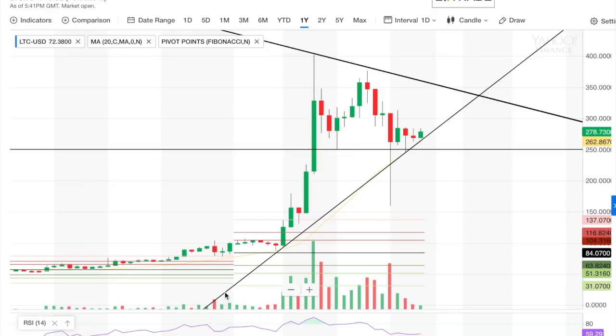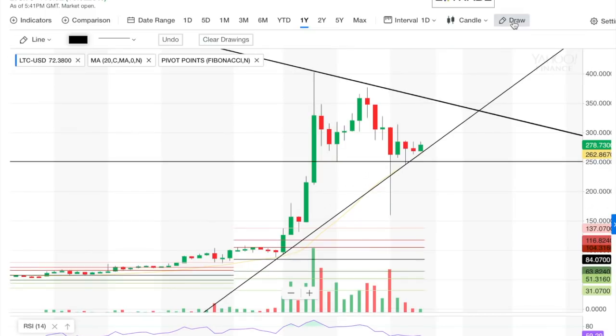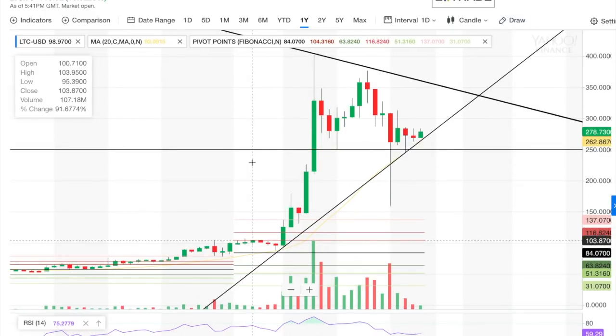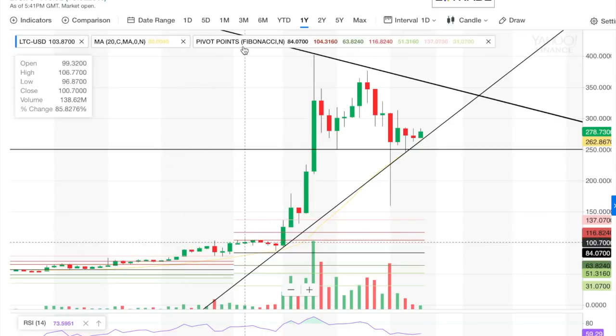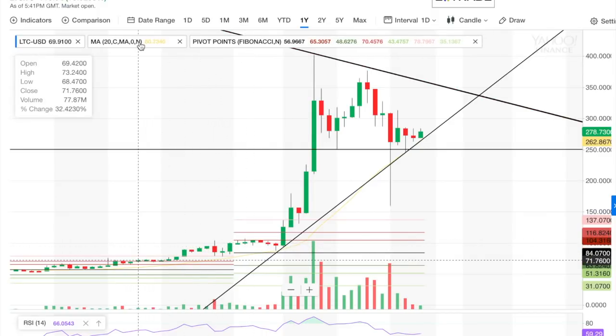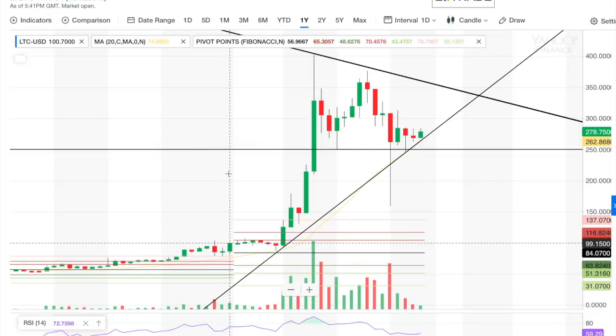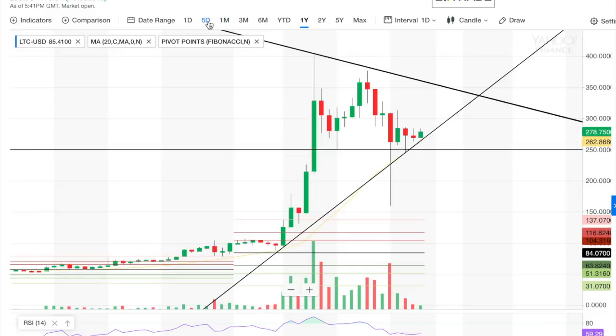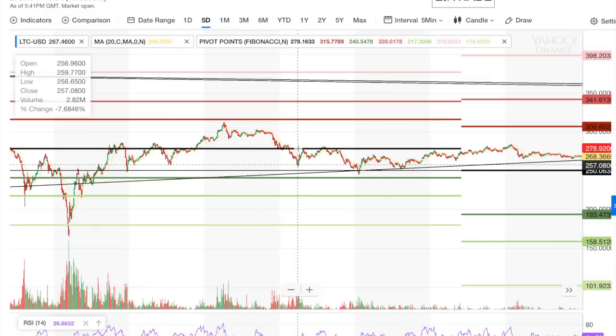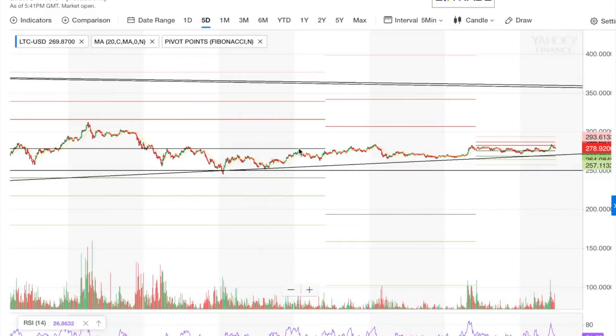So I drew these trend lines, and again, I'm on Yahoo Finance, so you can easily draw anything you want using this little tool here. I have a couple of indicators that I'd like to look at. These are the pivot points, Fibonacci pivot points, and just a 20-day moving average. You can pick and choose whatever you want. These are just some of the things I tend to look at, especially on the 5-day, where you can get a better idea of what's going on with these pivot points.